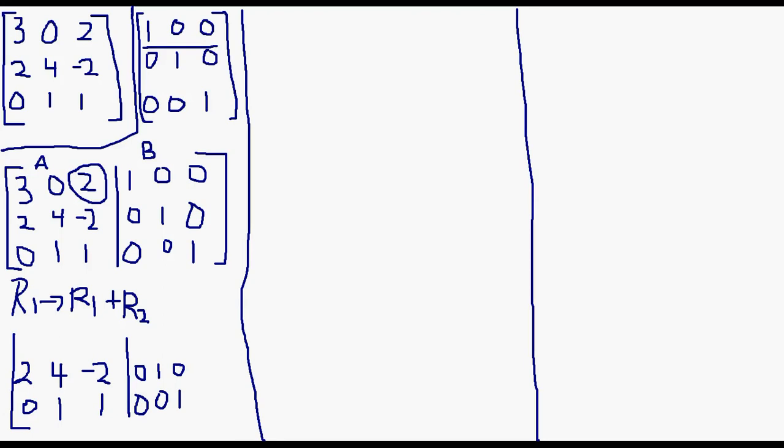So row 1 plus row 2, sorry. 3 plus 2 is 5. All right, so we put the 5 here. 0 plus 4 is 4. All right, so we put that one here. 2 plus negative 2 is 0. All right, so we put that one here.